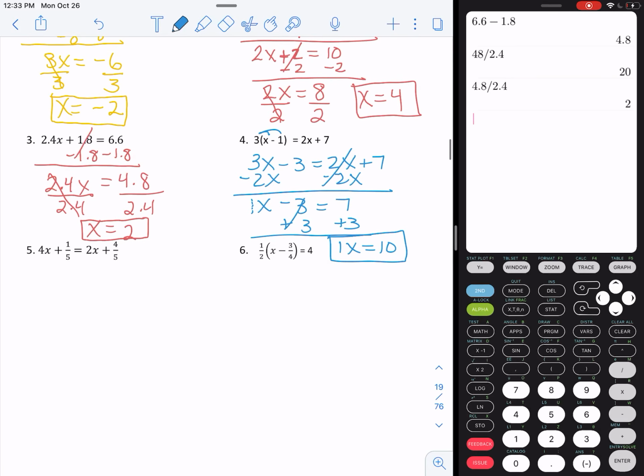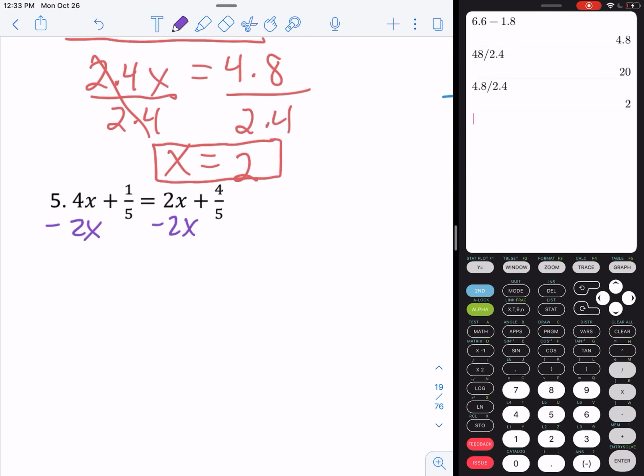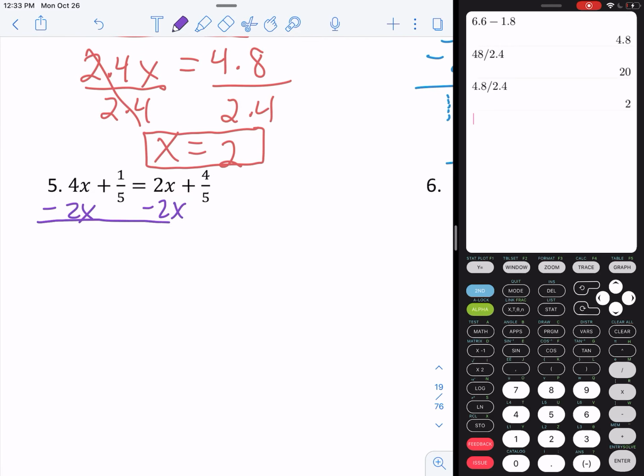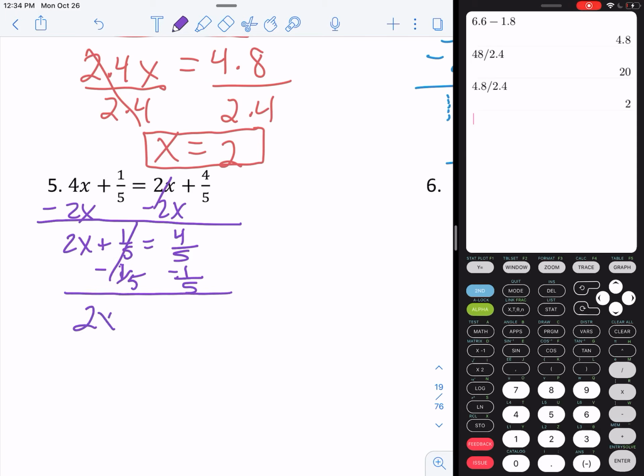All right, and the last two have fractions. Don't be nervous. It's just fine. All right, so the first one, I want to get the x's together. So I'm going to subtract 2x from 4x. Let me make it a little bigger. So that leaves me 2x plus 1/5 equals 4/5. So now I need to subtract the 1/5 over there. So that leaves me 2x equals.